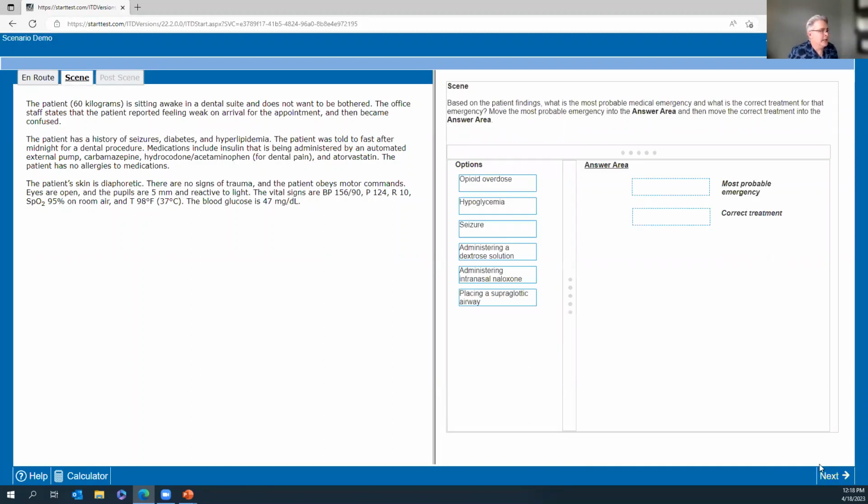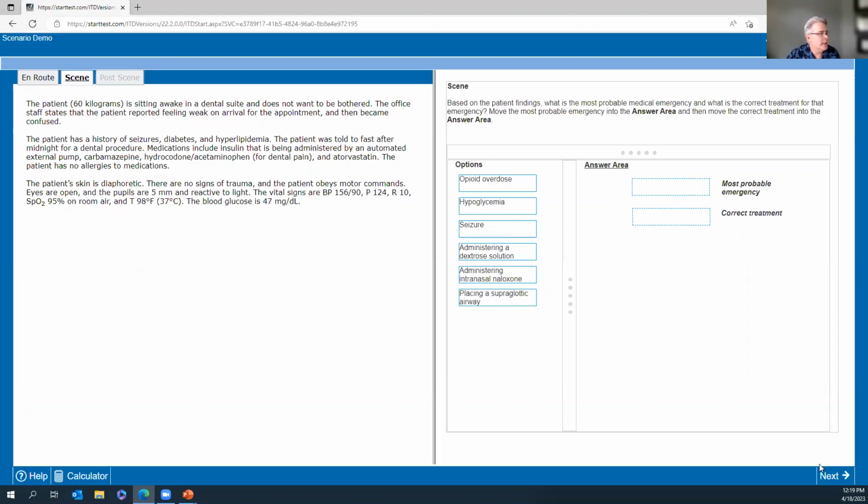And now there's another scene question. And I'm going to cover this here in just a second. But this particular item is called a drag and drop. And so they're going to follow the commands that are in the question and drag and drop the content into the appropriate boxes here. So the question is, based on the patient findings, what is the most probable medical emergency and what is the correct treatment for that emergency? Move the most probable emergency into the answer area and then move the correct treatment into the answer area.